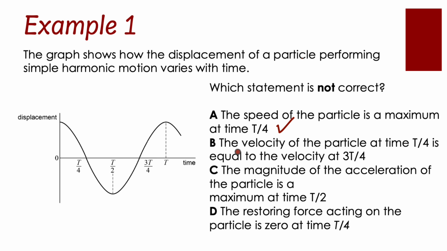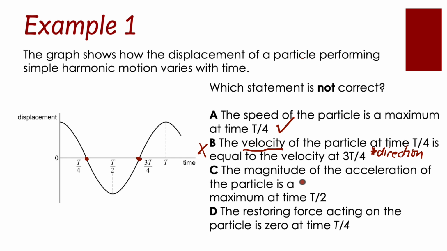It says here the velocity at T by 4, that's right here, and the velocity at 3T over 4 is right here. Notice they're both at the equilibrium position, and it's asking if the velocity is the same at both places. Now notice this one says velocity, which includes direction. In this case, it's moving in a negative direction, and here it's moving in a positive direction. It's going up towards positive displacement. So this is not true. That's what we're looking for. Let's just double check these other ones.